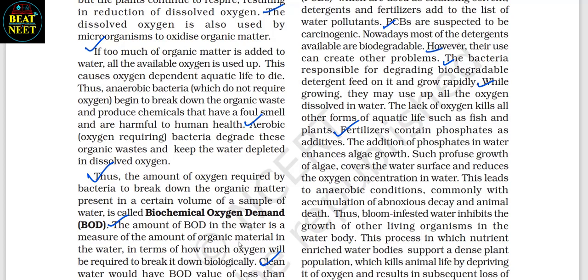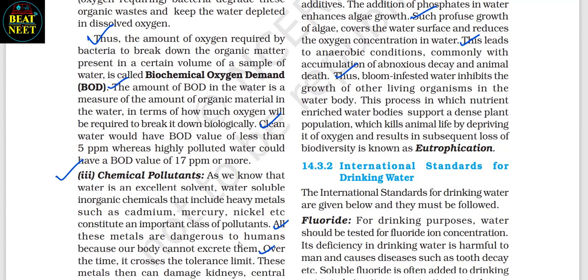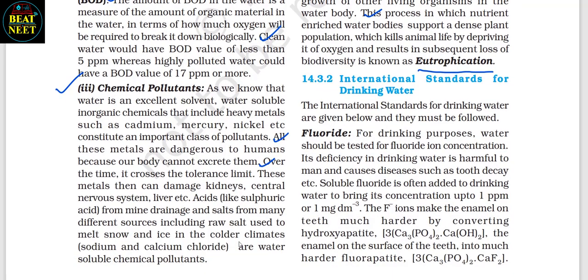Fertilizers contain phosphate as additives. The addition of phosphates in water enhances algae growth. Such profuse growth of algae covers the water surface and reduces the oxygen concentration in water. This leads to an anaerobic condition, commonly with accumulation of obnoxious decay and animal death. Thus, bloom-infested water inhibits the growth of other living organisms in the water body. This process in which nutrient-enriched water bodies support a dense plant population, which kills animal life by depriving it of oxygen and results in subsequent loss of biodiversity, is known as eutrophication.